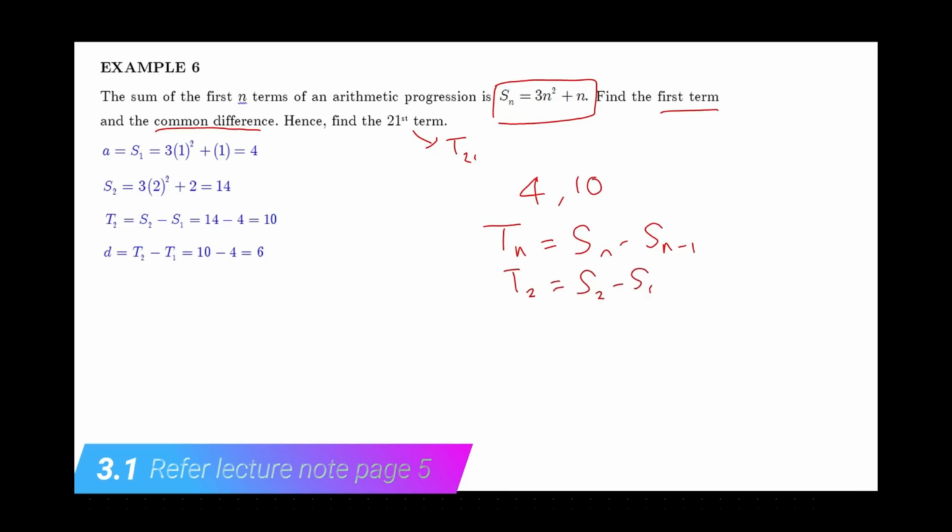Next, to find the 21st term, T21, we have to use our previous Tn formula, and then substituting our A, D, and n into our Tn to get 124. And we're done.